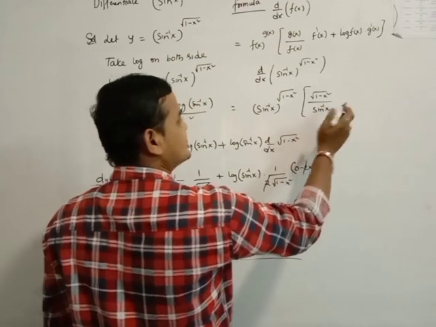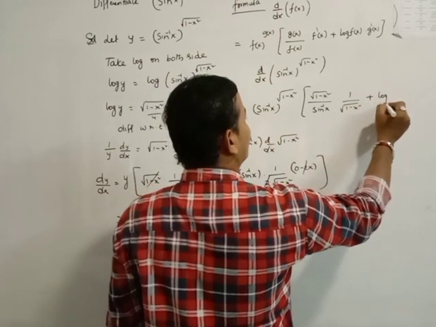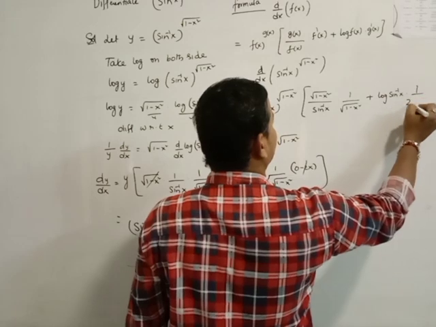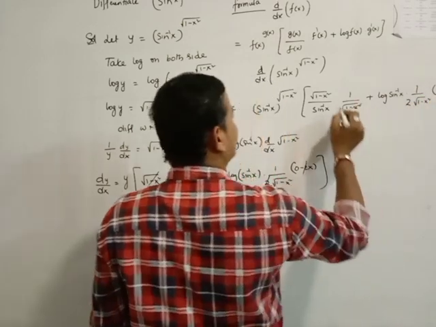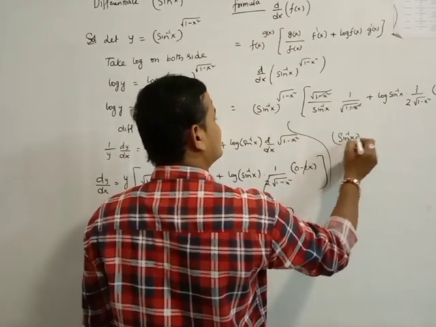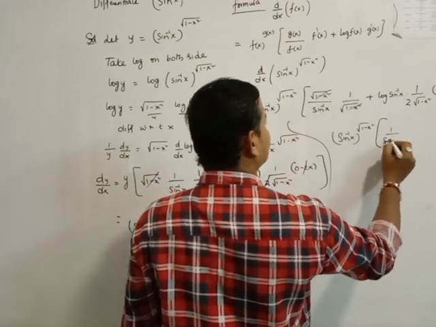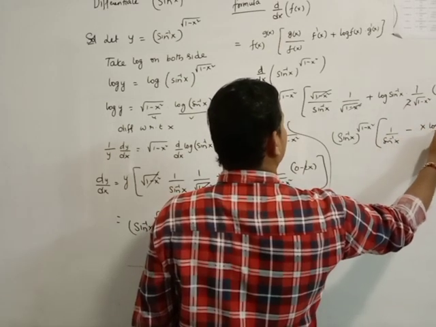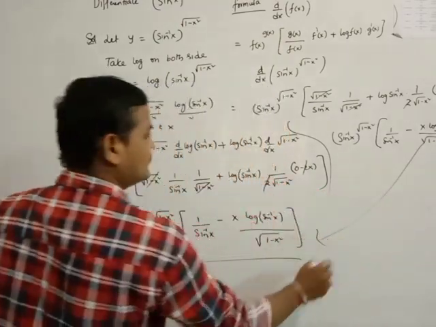Again, the derivative of sin inverse x is 1 by root over 1 minus x square, plus apply the log to the sin inverse x in the denominator, and the derivative of the numerator is 2 root over 1 minus x square into minus 2x. So whatever it is, it cancels. Finally you can get sin inverse of x whole to the power of root over 1 minus x square into, this is 1 by sin inverse of x, here 2 to cancel this, minus x into log of sin inverse of x by root over 1 minus x. See, the same answer will come here.